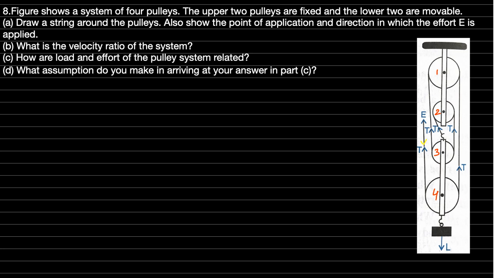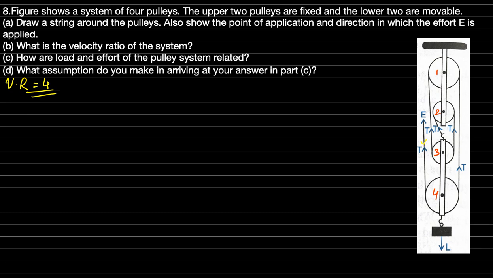Now coming to the second part, what is the velocity ratio of this system? Straight away there are 4 pulleys, so the velocity ratio is going to be equal to 4. The velocity ratio is 4.